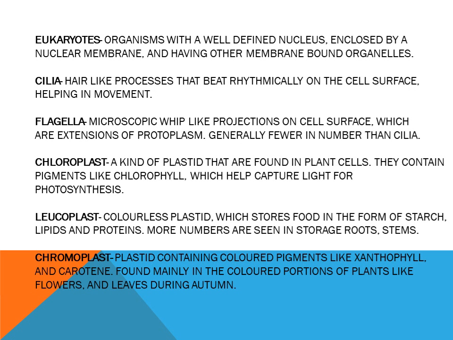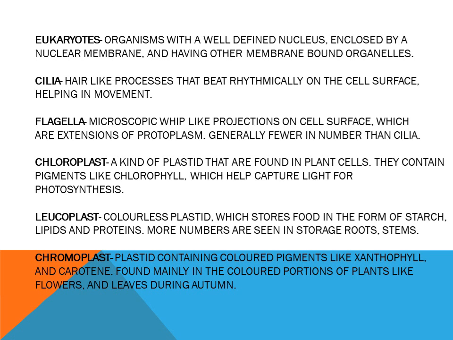Eukaryotes. These are organisms with a well-defined nucleus enclosed by a nuclear membrane and having other membrane-bound organelles. Cilia. Hair-like processes that beat rhythmically on the cell surface, helping in movement. So generally you find the respiratory cells have cilia. Flagella. These are microscopic whip-like projections on cell surface which are extensions of the protoplasm. They are generally fewer in number than cilia.